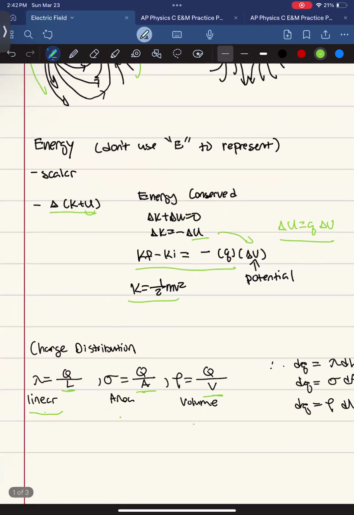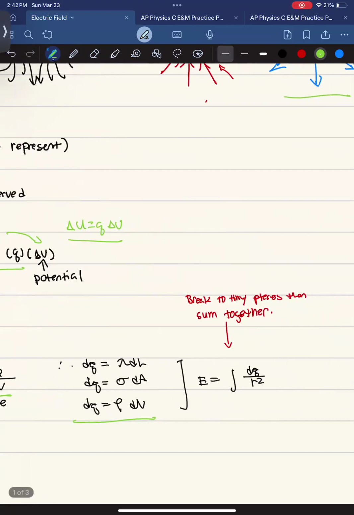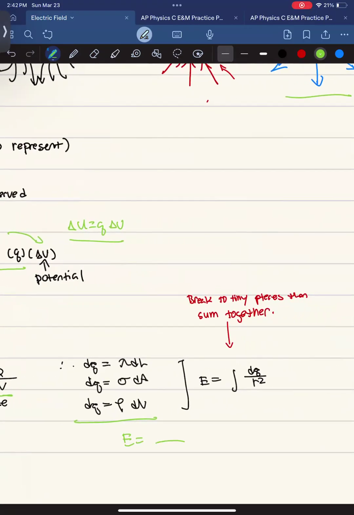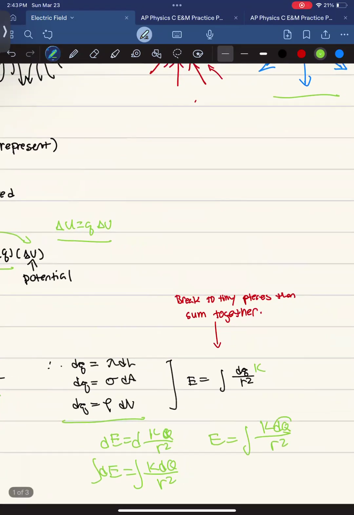So if we take the derivative on each side, we get these three formulas. We use this a lot in calculating electric field, as I said before. So we know E equals, I forgot K here, KQ over R squared, right? If we take the derivative on both sides, then that means dE equals K dQ over R squared, and then take the integral on both sides. E equals the integral of K dQ over R squared. And we can substitute this dQ with these three formulas, which will significantly facilitate solving a problem.